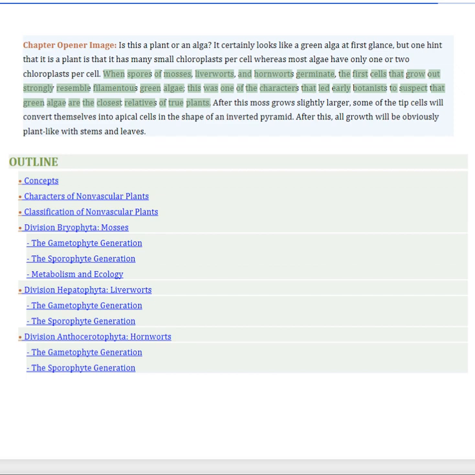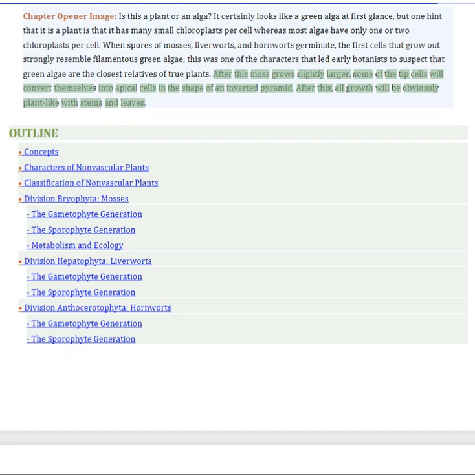When spores of mosses, liverworts, and hornworts germinate, the first cells that grow out strongly resemble filamentous green algae. This was one of the characters that led early botanists to suspect that green algae are the closest relatives of true plants. After this moss grows slightly larger, some of the tip cells will convert themselves into apical cells in the shape of an inverted pyramid. After this, all growth will be obviously plant-like with stems and leaves.